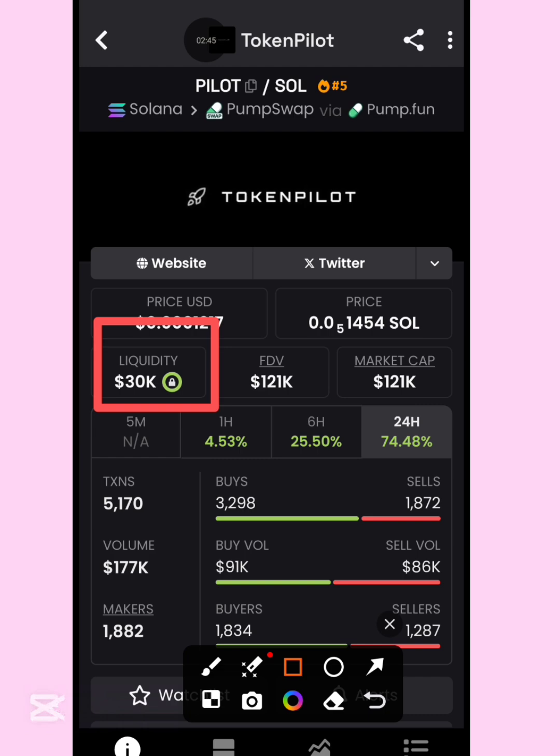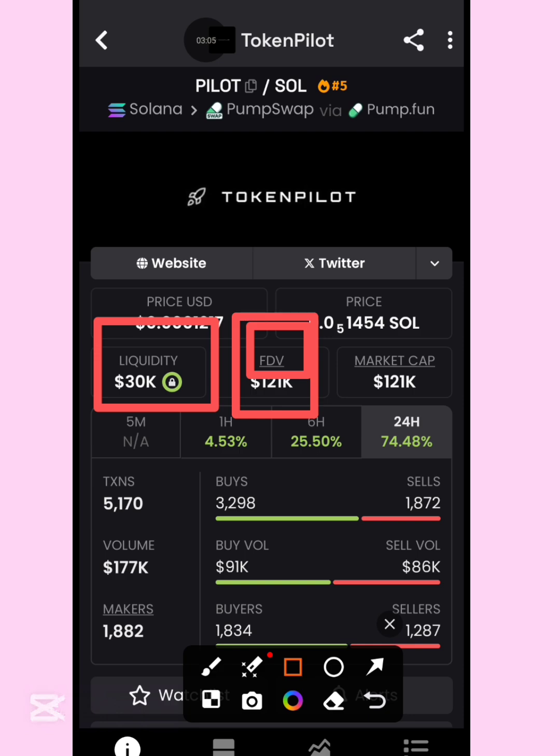And this particular one is the liquidity of the token. That is how much money is available for transactions for this particular token. And this one, you can see FDV here. The full meaning is fully diluted value of this particular token.